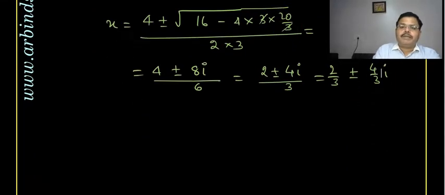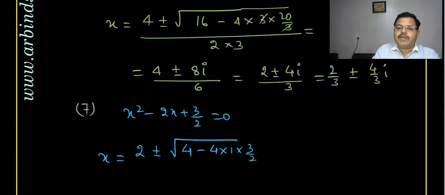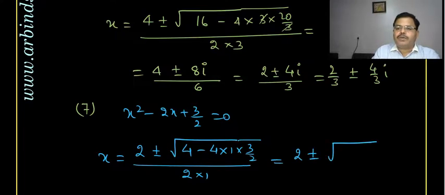Now question number 7 is there, and question 7 is again written in a similar pattern, x square minus 2x plus 3 by 2 is equal to 0. Again you will write x is equal to 2 plus minus under root b square, that is 4, minus 4ac, 1 into 3 by 2, divided by 2a, 2 into 1. So that will be 2 plus minus 4 minus 6, that is minus 2, right, divided by 2.